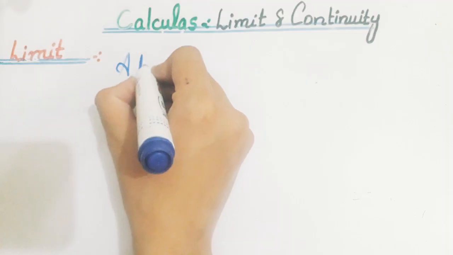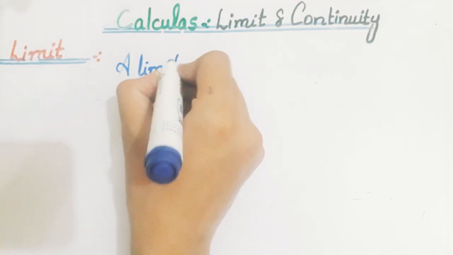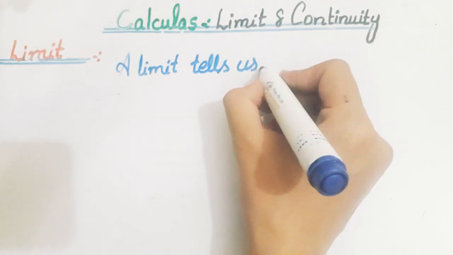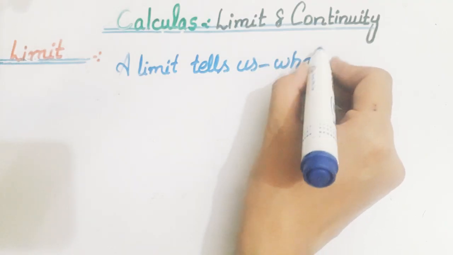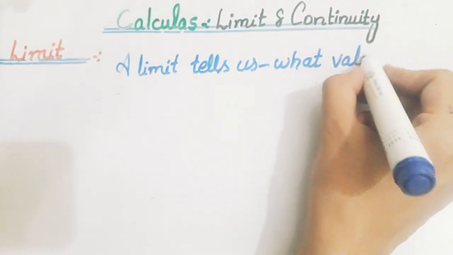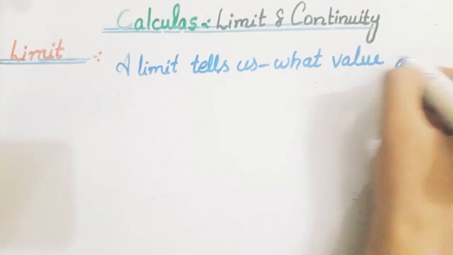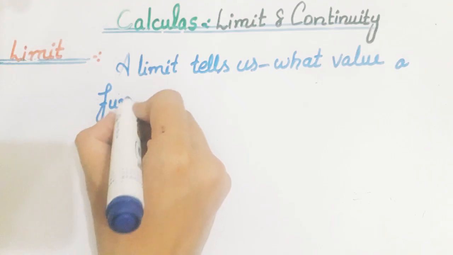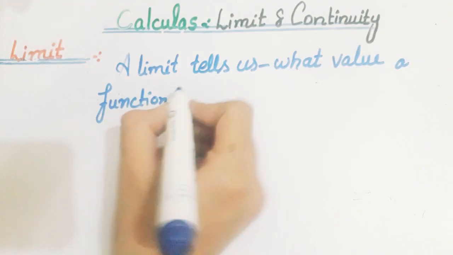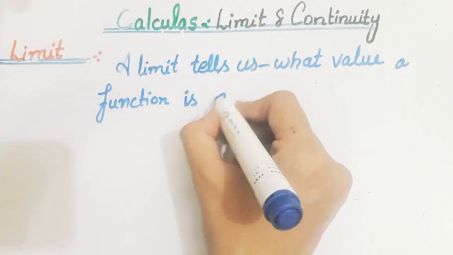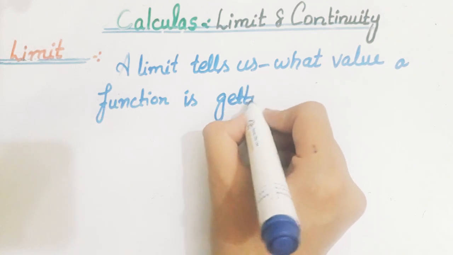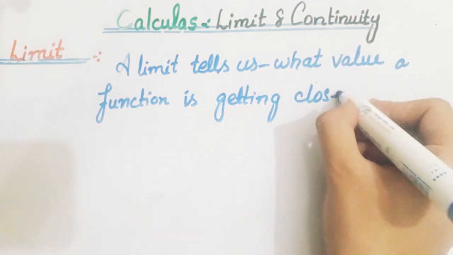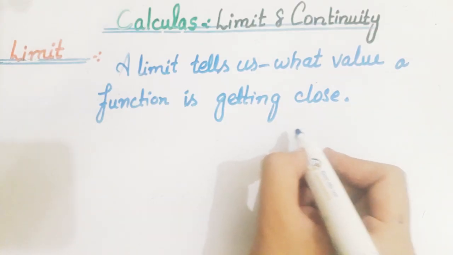So a limit tells us what value of a function is getting close. So this is the limit. I will explain this by example.